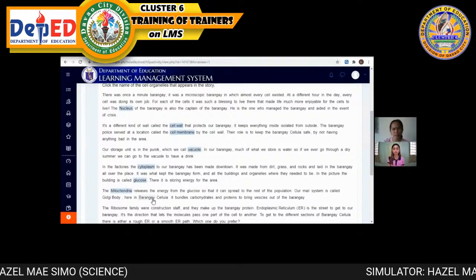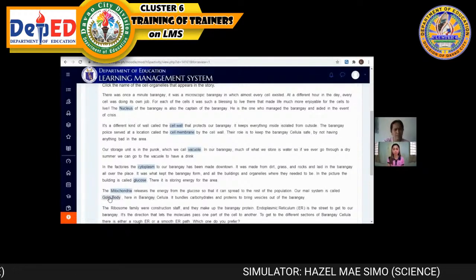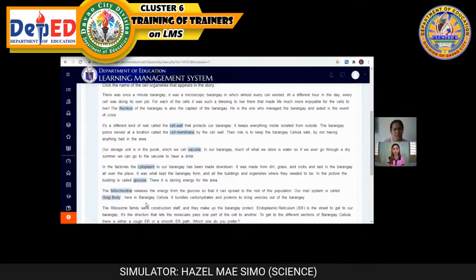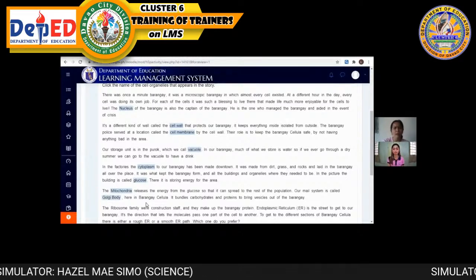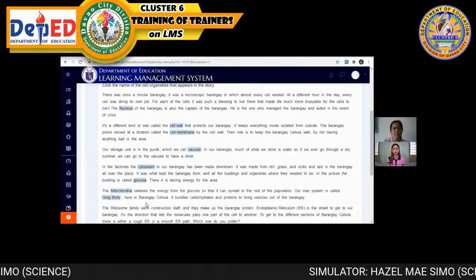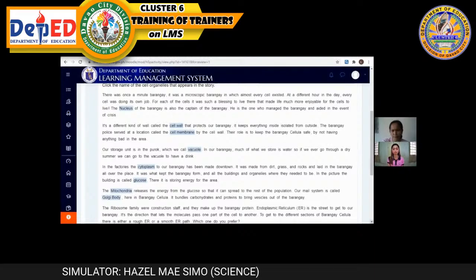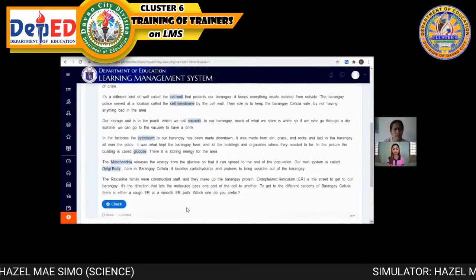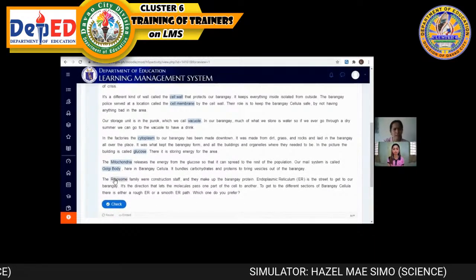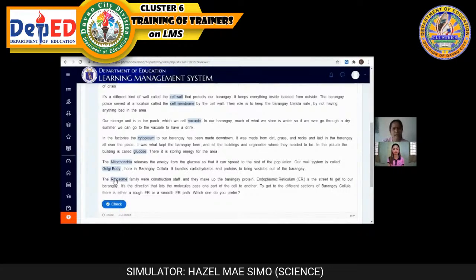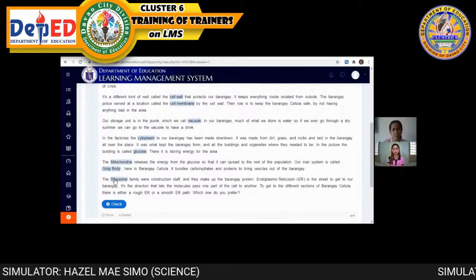Our mail system is called Golgi body here in barangay cellular. It bundles carbohydrates and proteins to bring to vesicles of the barangay. The ribosome family were construction staff and they make up the barangay protein.